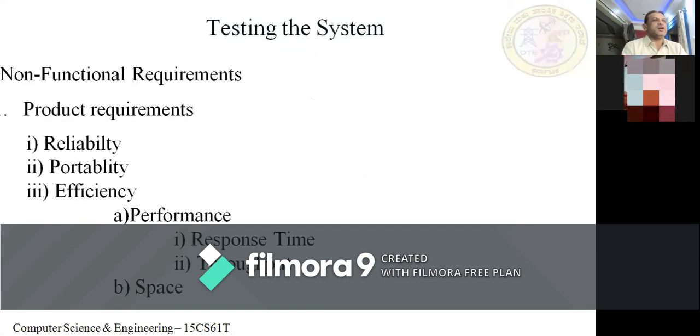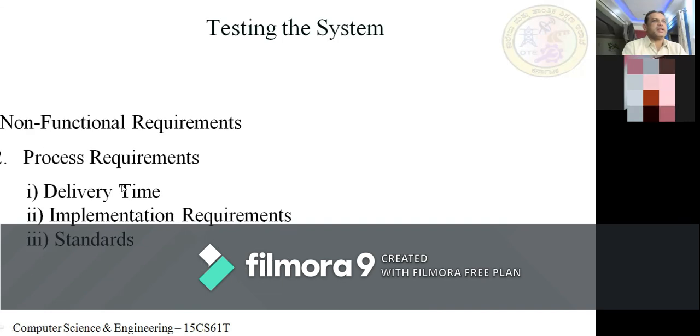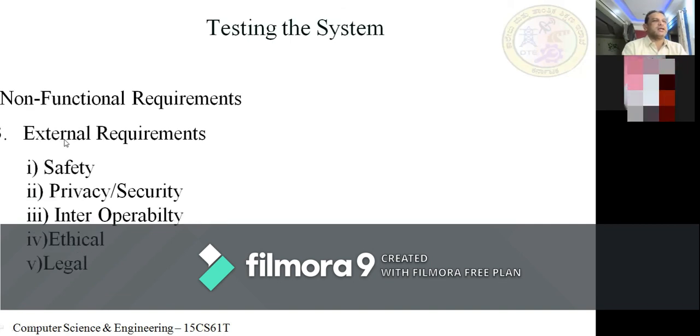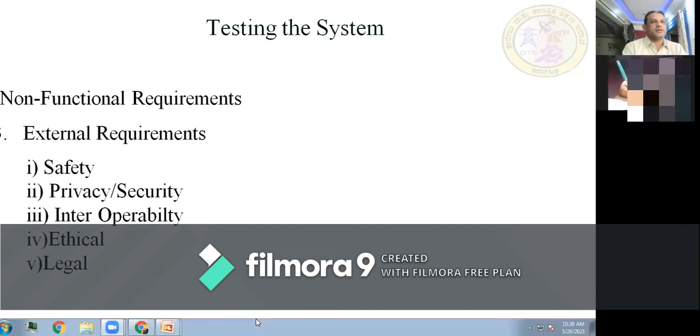The non-functional product requirements are reliability, portability, and efficiency. These are the three. Again, in efficiency, performance and space are there. For non-functional process requirements, we have delivery time, implementation requirements, and standards. The third one is external requirements: safety, privacy, interoperability, and legal and ethical.